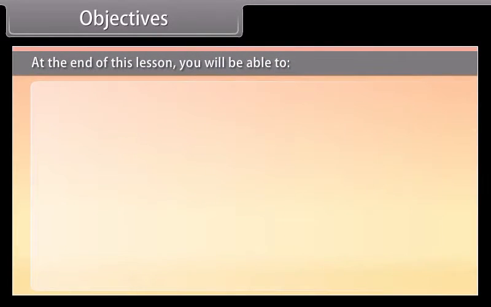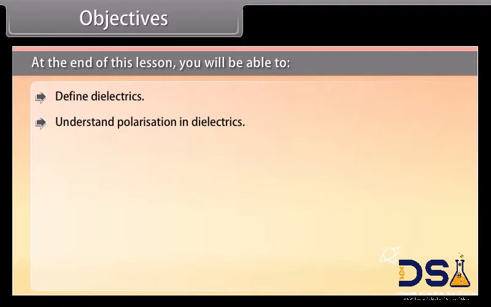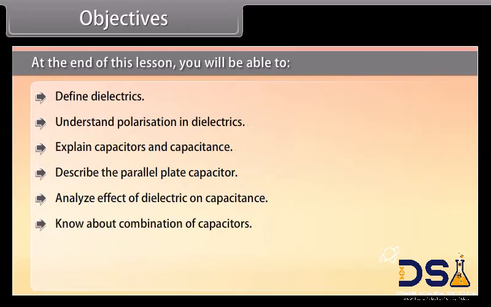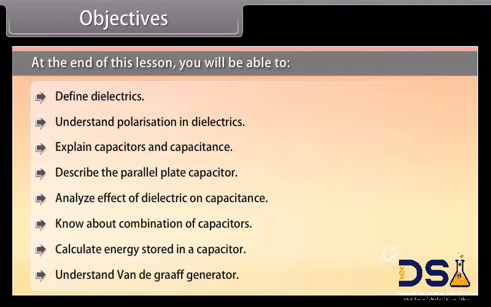Objectives. At the end of this lesson, you will be able to define dielectrics, understand polarization in dielectrics, explain capacitors and capacitance, describe the parallel plate capacitor, analyze the effect of dielectric on capacitance, know about combination of capacitors, calculate energy stored in a capacitor, and understand Van de Graaff generator.